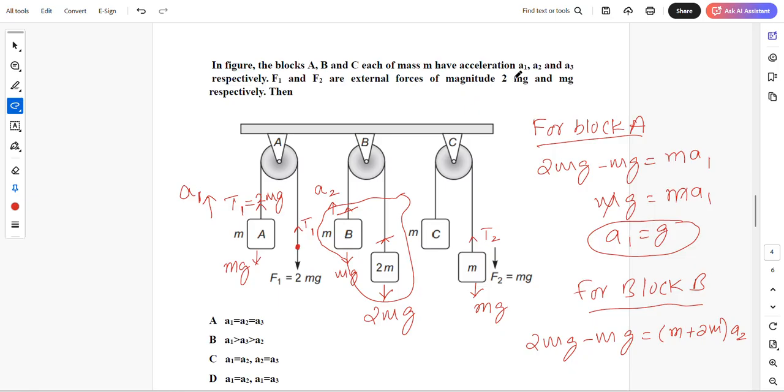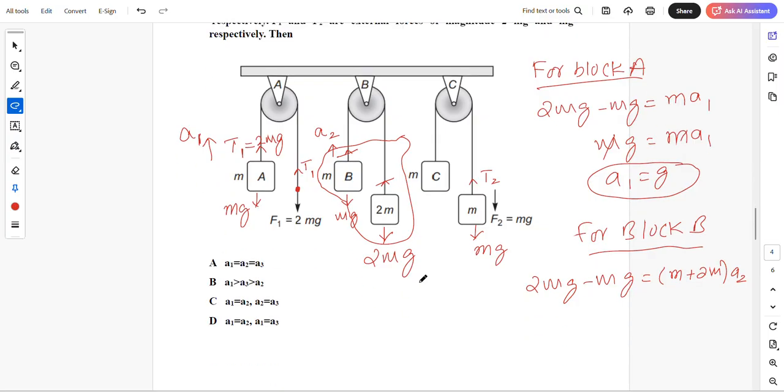Because they have given, A1 is for block A, A2 is for block B, and A3 is for block C. We are writing, now 2mg minus mg is mg, equal to 3m into A2. m gets cancelled. A2 is equal to g by 3. You are going to get g by 3. Now see here, this is mg and this is mg.